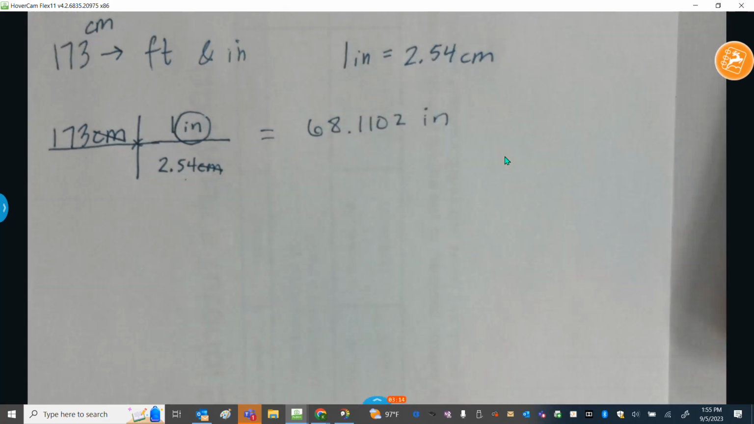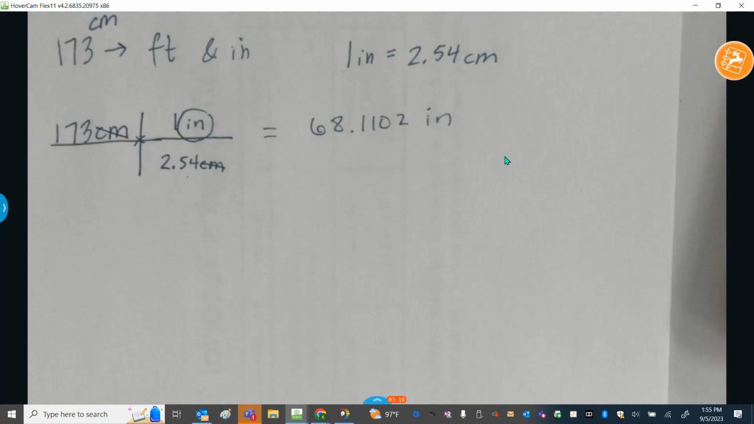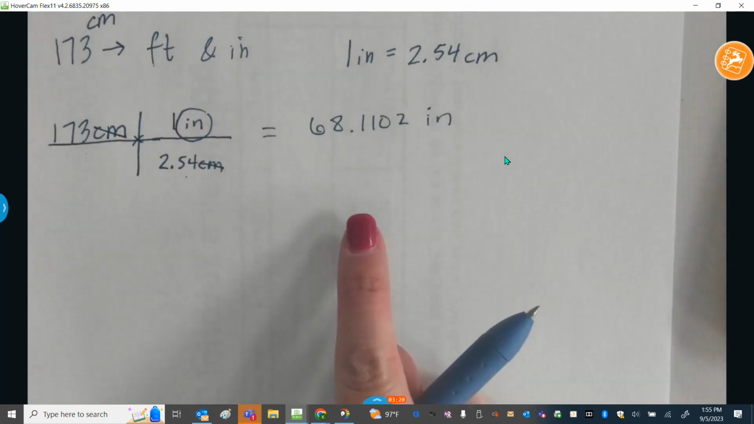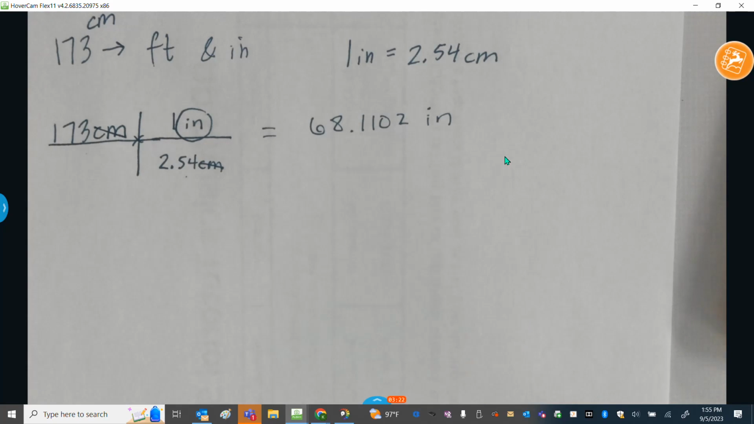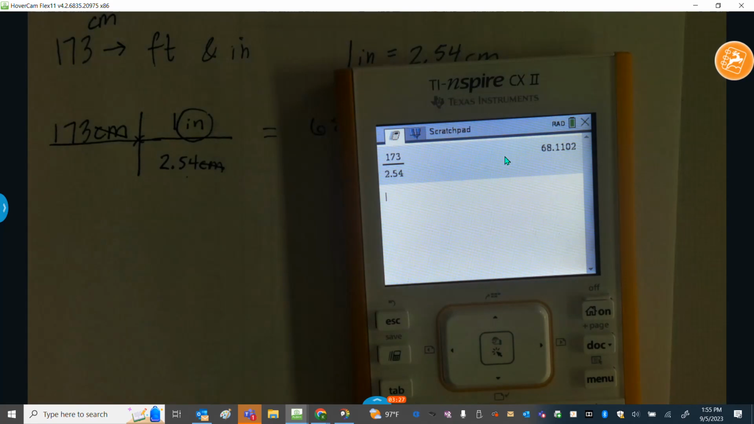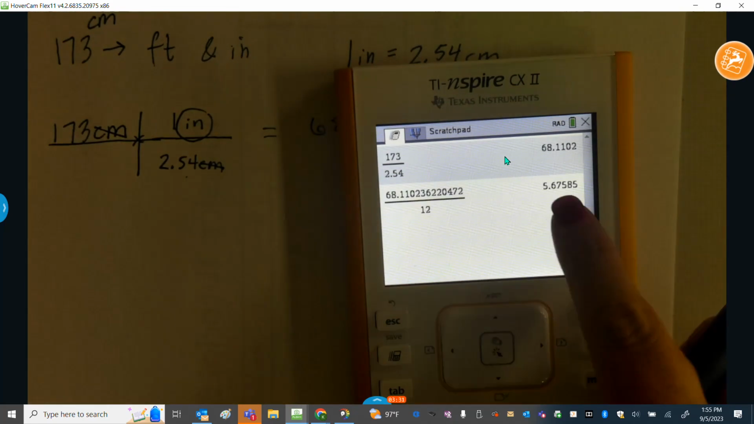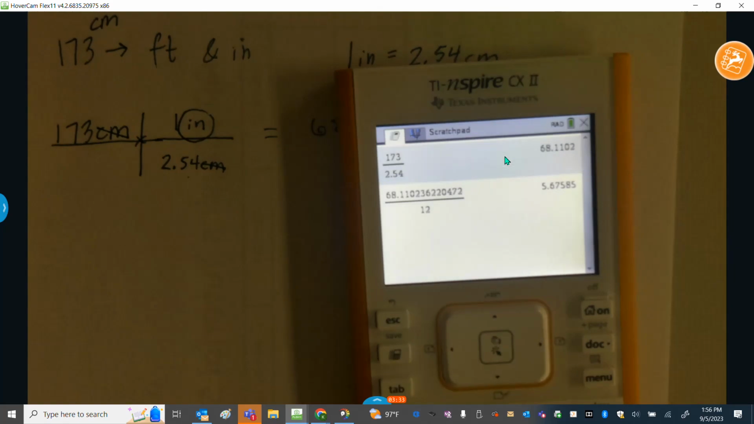Now, the question didn't ask for inches, it asked for feet and inches. Okay, so I need to know how many feet this is. Okay, I know that there are 12 inches in a foot, so if I simply divide this value by 12, it'll tell me how many whole numbers of feet that I have. I have 5 whole feet and then some number of inches.